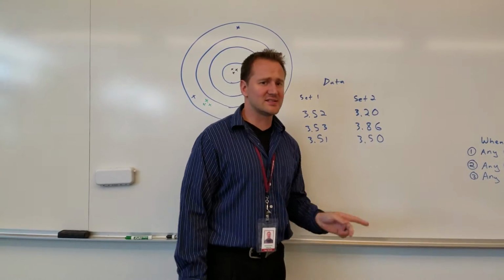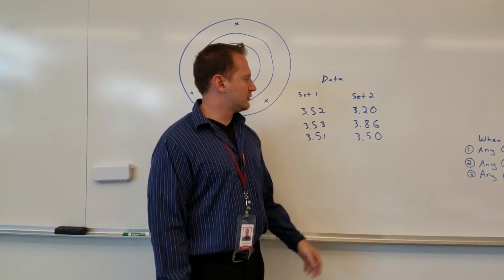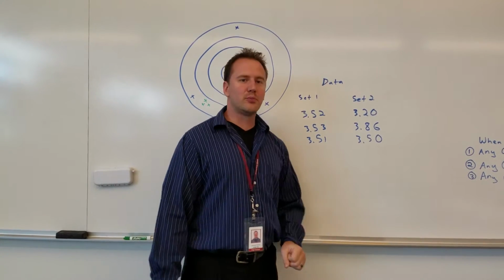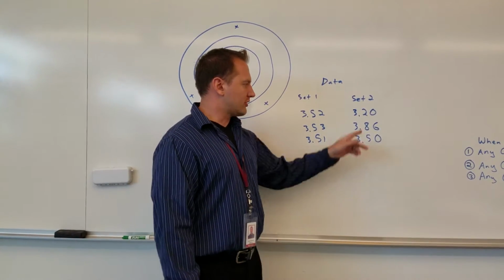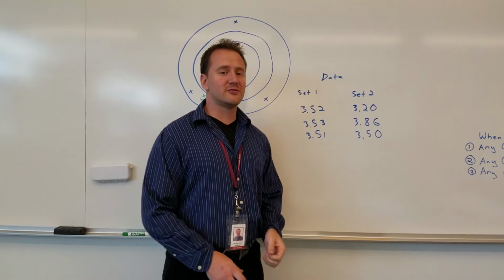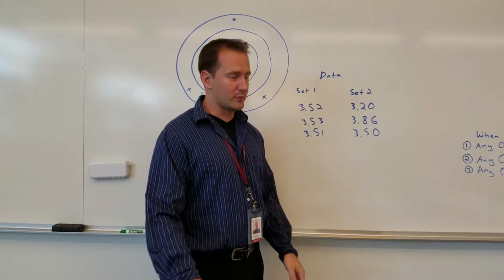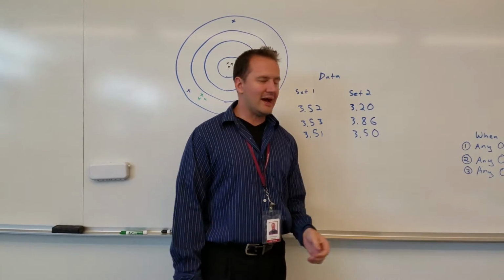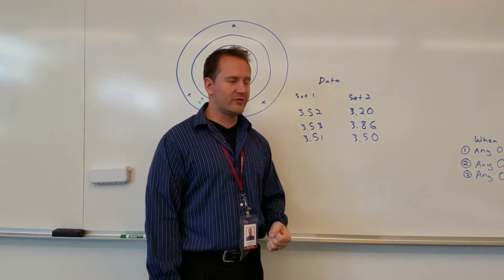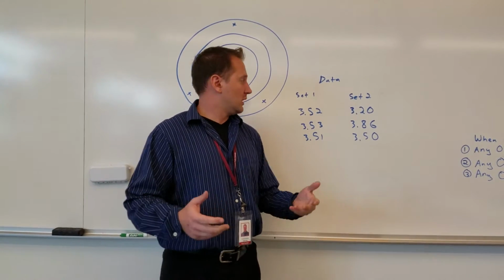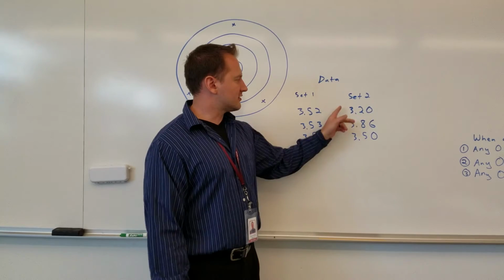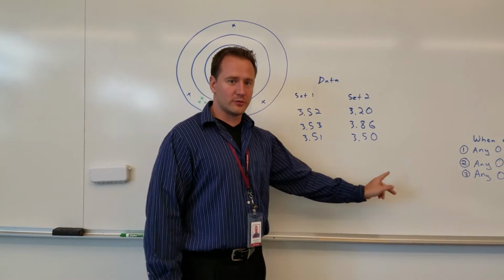If you look at the second set of data, you have 3.20, 3.86, 3.50. Those aren't consistent at all. And I would say that this instrument has no precision, or very poor precision. But if you actually average out the values, you would get 3.52. And if that was the true value, it would be accurate. However, this machine, I would not trust with my life.